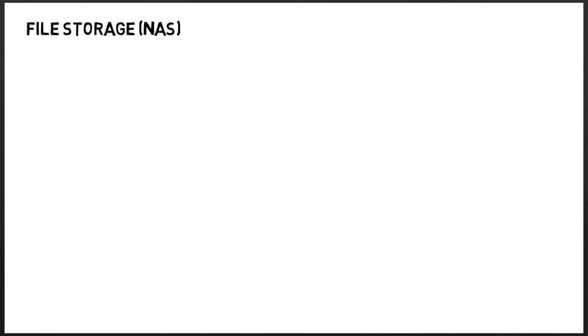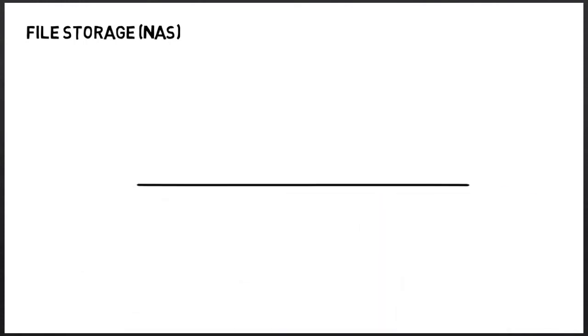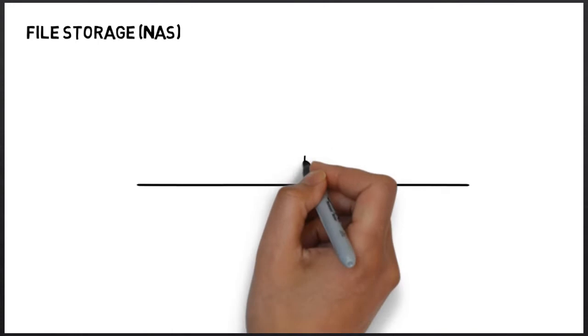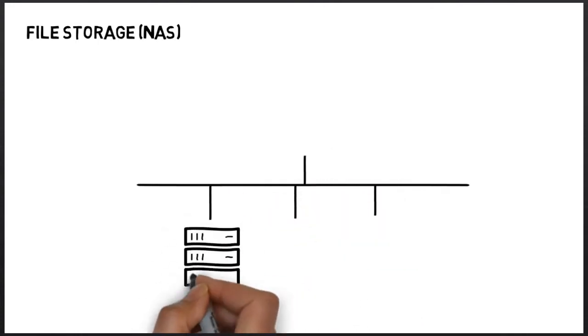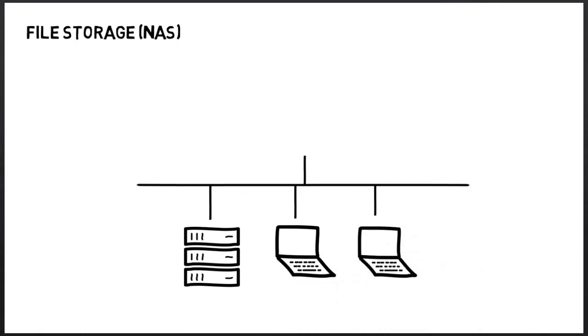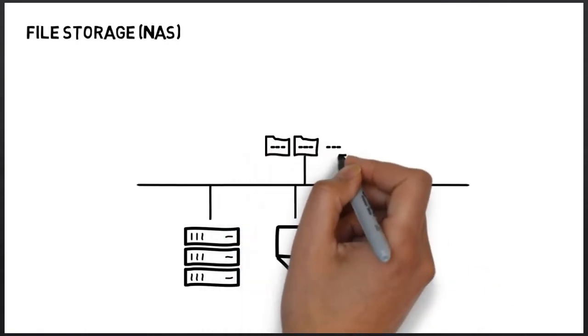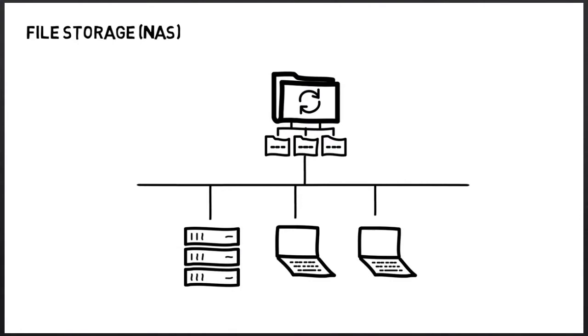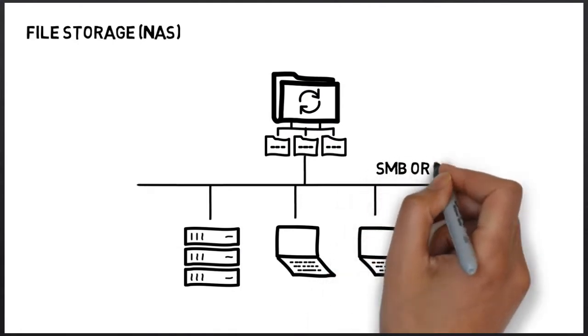The second option is file-based storage, or NAS. This type of storage system is connected to the local area network, accessed by servers as well as other types of clients such as PCs. Data is organized in a hierarchy of files and directories, shared through protocols like SMB and NFS.